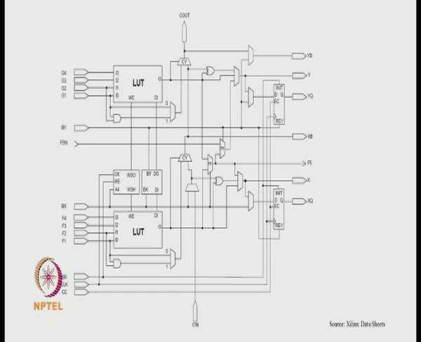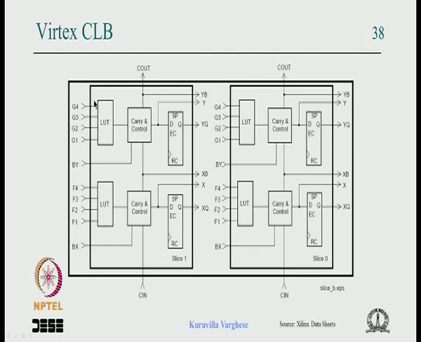Now mind you, you should not lose the global picture. This is only one slice, there are 2 slices in a logic block, and you should know that there are a lot of vertical wires here, horizontal wires, and there are switches here.